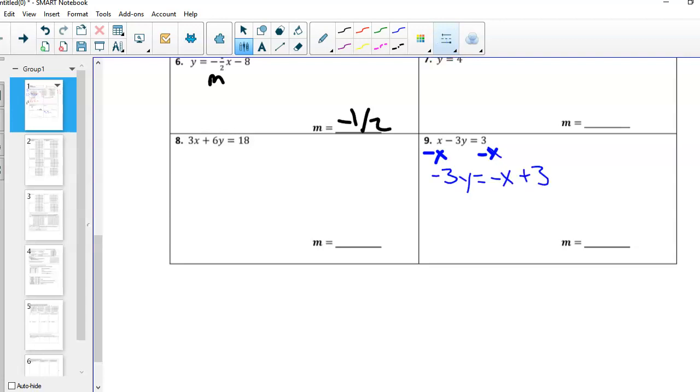Notice that I also switched the places. So here, this matters. It matters whether x comes first or not, because if x comes first, then it's in slope-intercept form. Remember, you're dividing each piece by -3. So when you divide, this is really the same thing as positive 1/3x or x over 3, either one of those. This becomes -1. So what is your slope? 1/3.